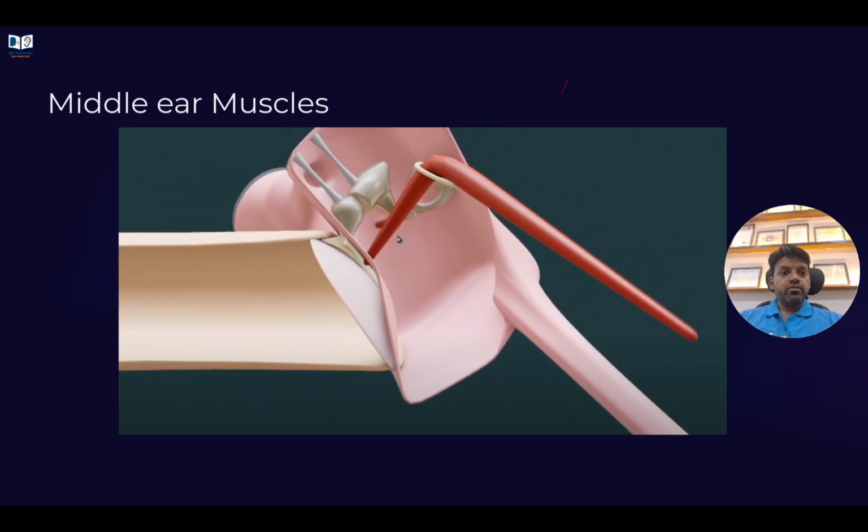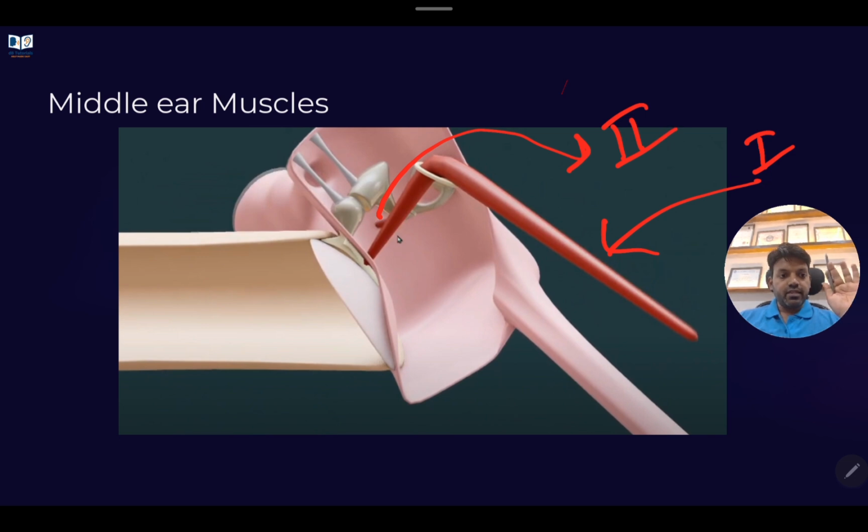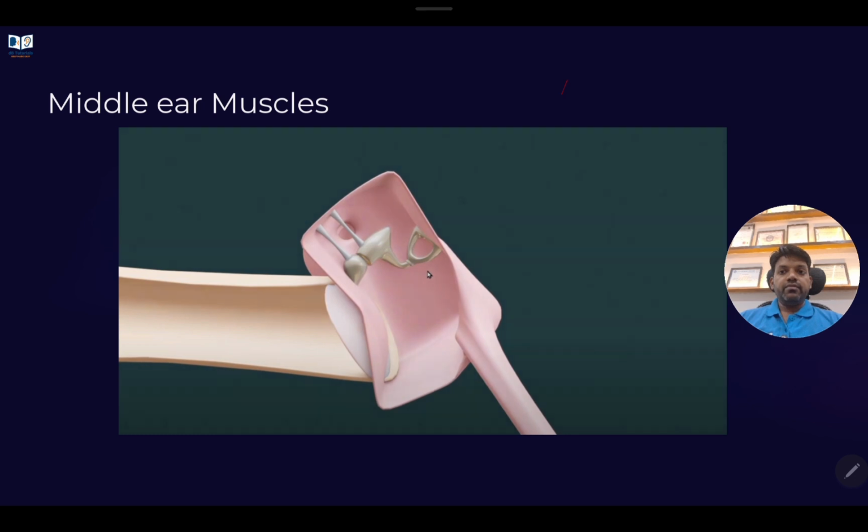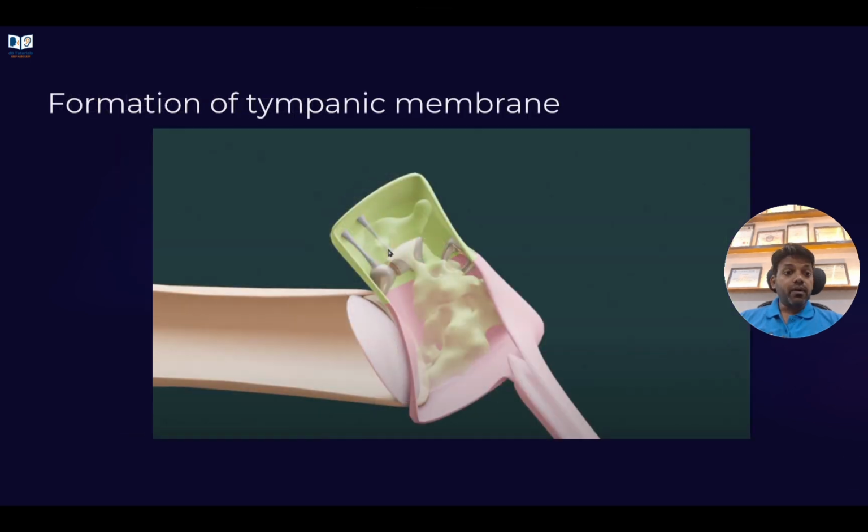Okay, so for us the important part is to understand this muscle. This will come from the first pharyngeal arch, and over here the stapedius will come from the second pharyngeal arch. Okay, so that's about the middle ear muscles. And then the most important part is the tympanic membrane.